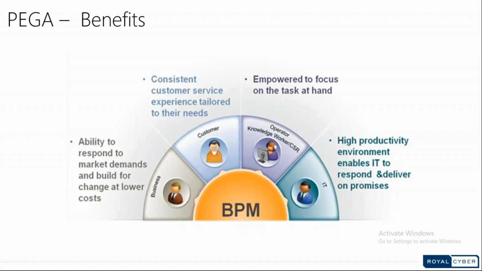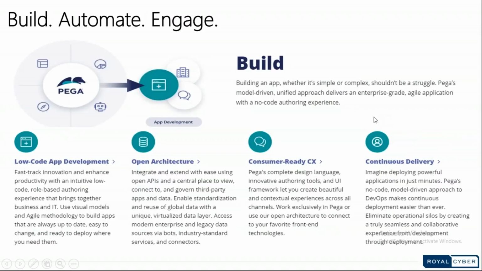And coming to the IT department, the high-productivity environment enables them to work faster and deliver the product very fast. You can have your Pega built on-premise, or you can go with the cloud as well. Based on that, the IT department will be in touch with Pega support to get things done for you. So moving on to the next slide.